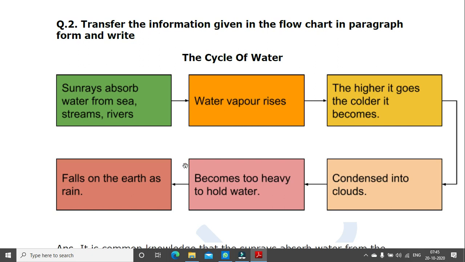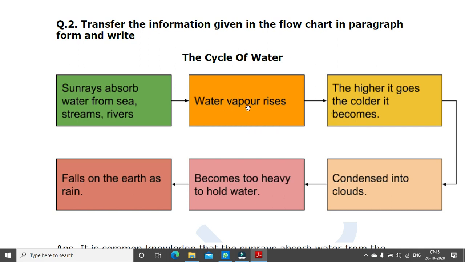If it went from here till here till here, then here one arrow going down, then here. Now if this was not the last, if there were more points, you would make one arrow from here and go down and write your next point here, and continue. Okay, so now let's read the cycle of water. So you know what your title is. Sun rays absorb water from seas, streams, rivers. It turns into what? Water vapor.